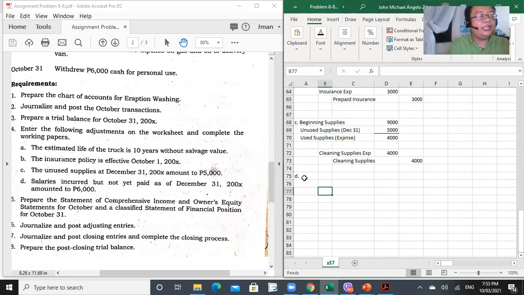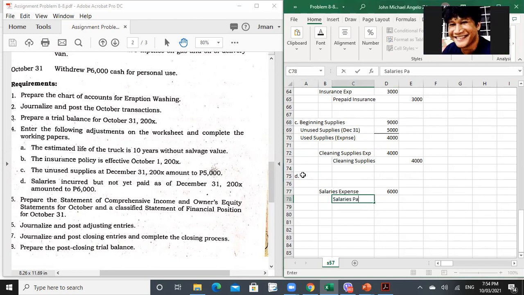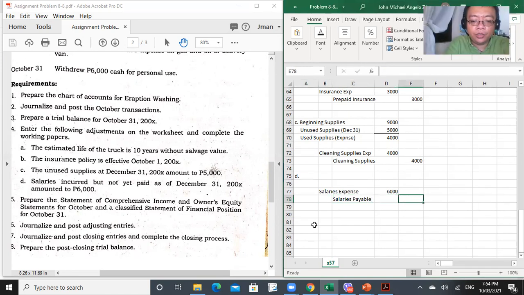Sabi niya, salaries incurred but not yet paid as of December 31 is amounting to 6,000. So just debit salaries expense of 6,000. All right, and we credit here what? Salaries payable. Very good. And you have now here salaries payable of 6,000. Very easy, na?